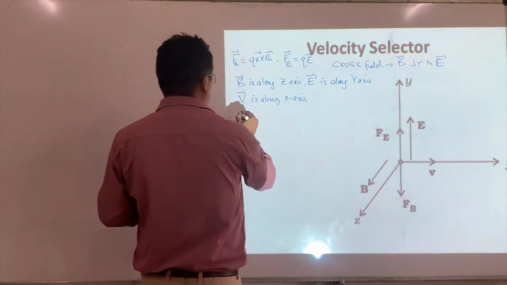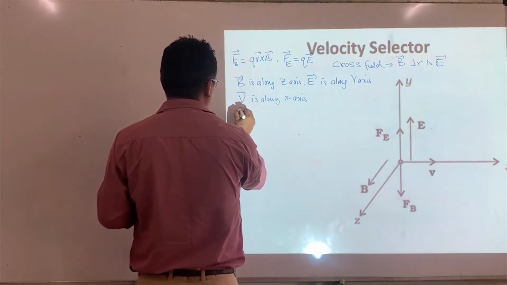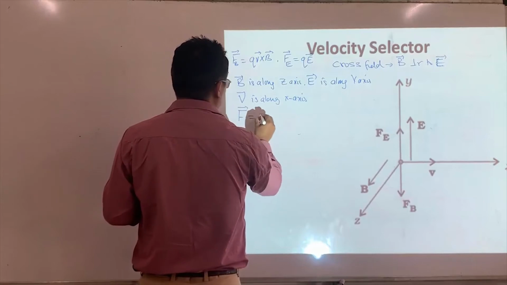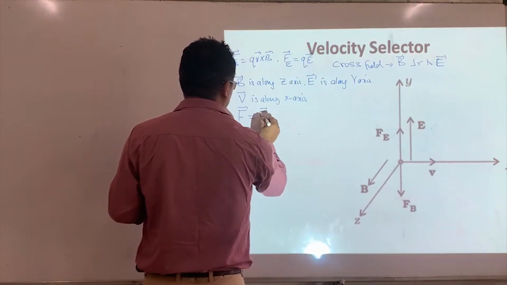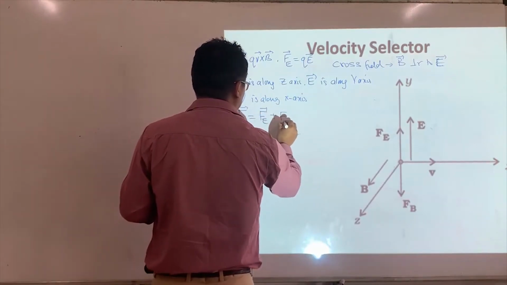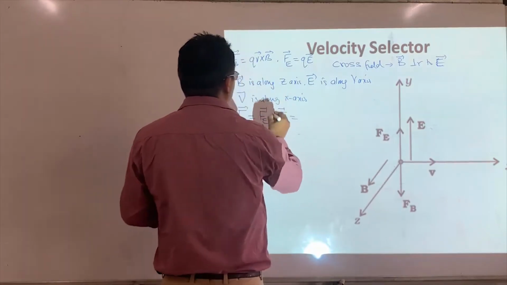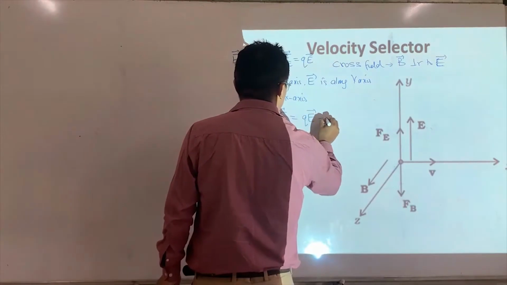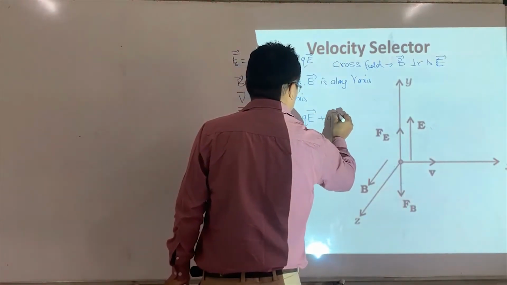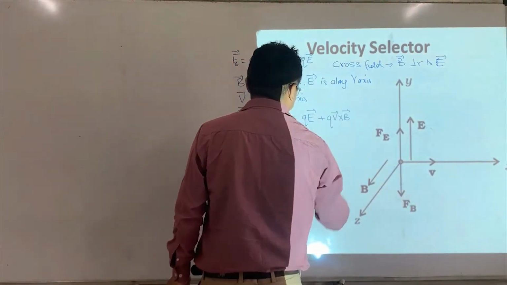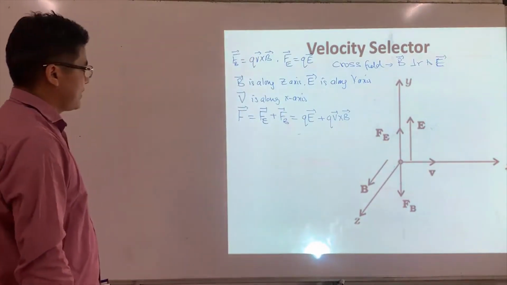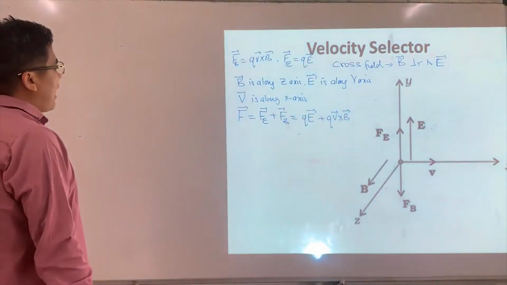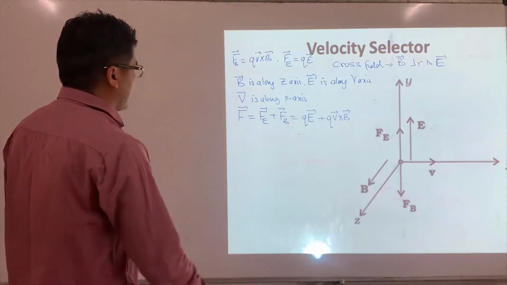So we would like to write here, this is the total force. Total force is equal to electric force plus magnetic force. Electric force is equal to QE, and magnetic force is equal to what I have here. Now I would like to show you this in vector notation.